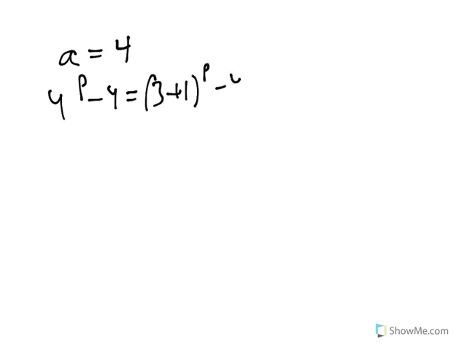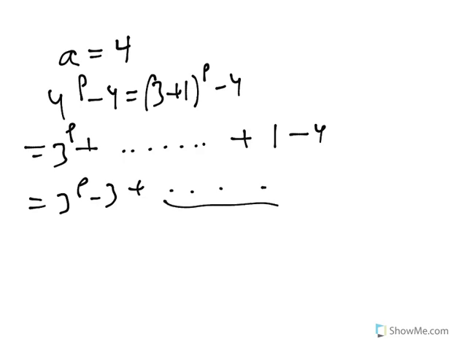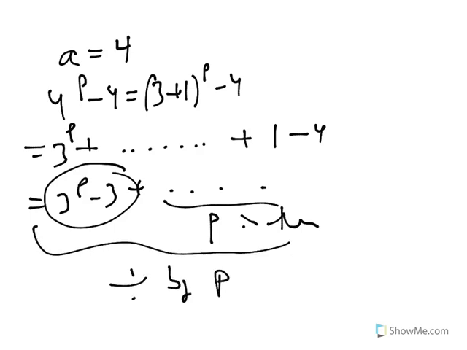And just to show one more thing, if I make a equal to 4, 4 to the p minus 4 could be written as 3 plus 1 to the p minus 4, which is going to be 3 to the p, plus a whole bunch of things with p's in them, plus 1 at the end, minus 4, so it becomes 3 to the p minus 3 plus dot dot dot. Each of these terms had p in them because of the coefficients in binomial expansions coming from Pascal's triangle. We've already shown that 3 to the p minus 3 is divisible by p, therefore this whole thing is divisible by p, and that's Euler's proof of Fermat's little theorem.